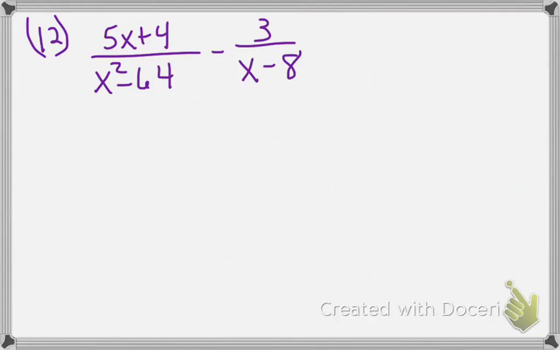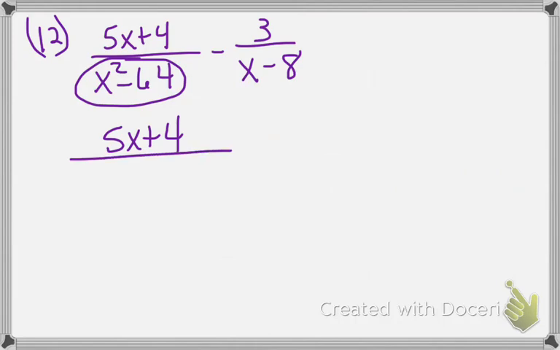For number 12, we're still subtracting, and we have to get a least common denominator, but on this problem, I have a bit of a difficulty because my first denominator is not factored. So I have to do an extra step here. So I'm going to start out by factoring x squared minus 64. And they don't have anything in common, so I can't just take something out, but they are both squares, so I can do the difference of squares.